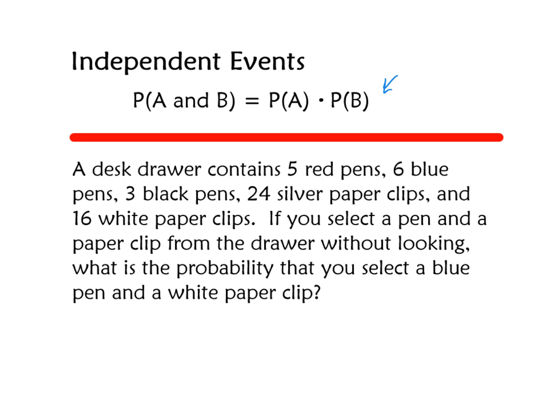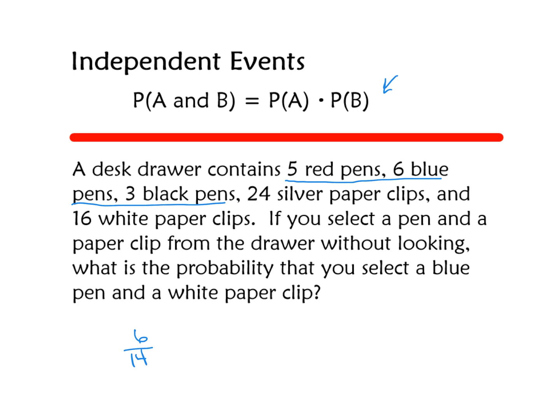The first one says a desk drawer containing 5 red pens, 6 blue pens, 3 black pens, 24 silver paper clips, and 16 white paper clips. If you select a pen and a paper clip from the drawer without looking, what's the probability you select a blue pen and a white paper clip? Let's look at the blue pen first. Out of my pens, I have a total of 14 pens, and there are 6 blue pens. So the probability of pulling a blue pen is 6 out of 14.